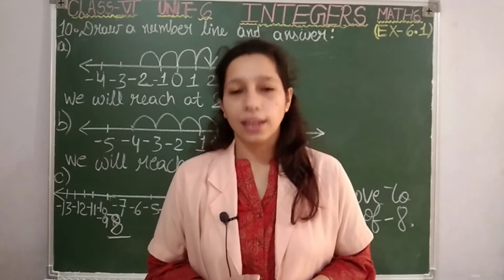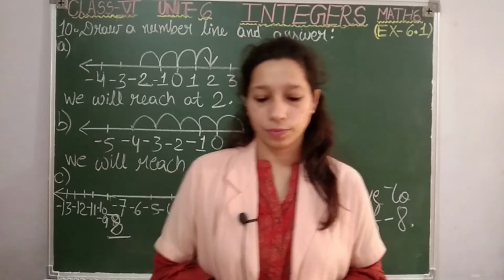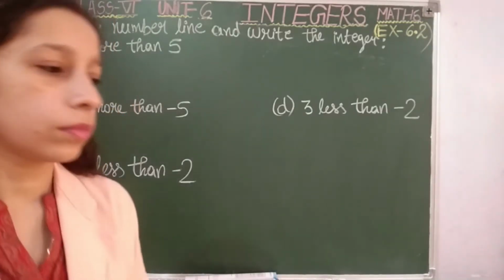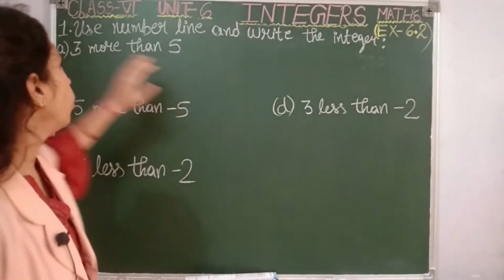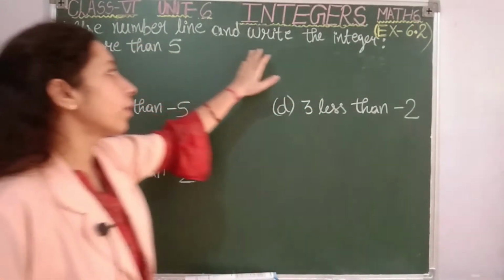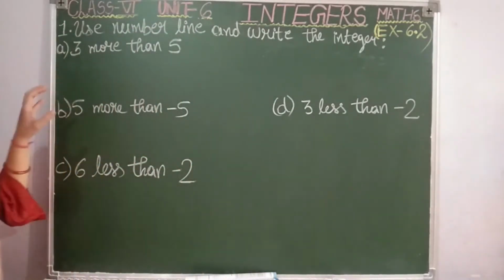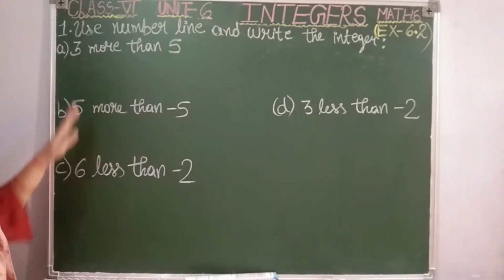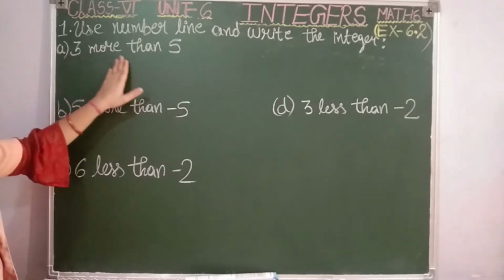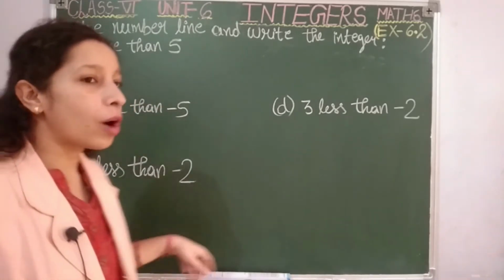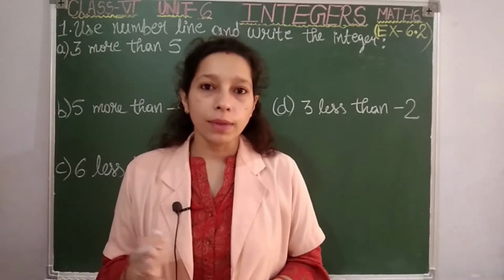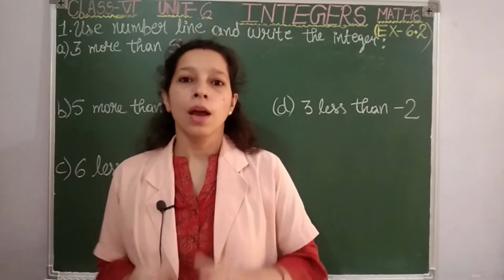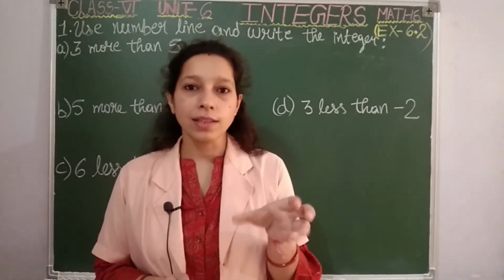Now let us start the new exercise, exercise 6.2. So students, exercise 6.2, question number 1, using the number line, write the integers. Okay, so we have to use the number line and write the integers for the given statements. Let us see the first one, students. 3 more than 5. What I told you in the last video, na? More than means plus. For more than you will be moving to the right side, okay, for the integers. But if it is given less than, it means the opposite of right.